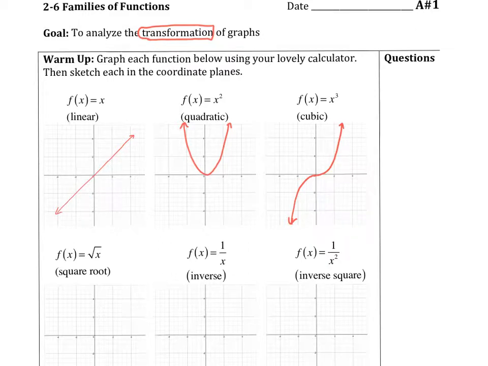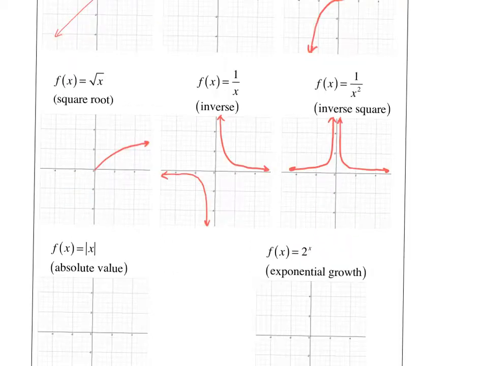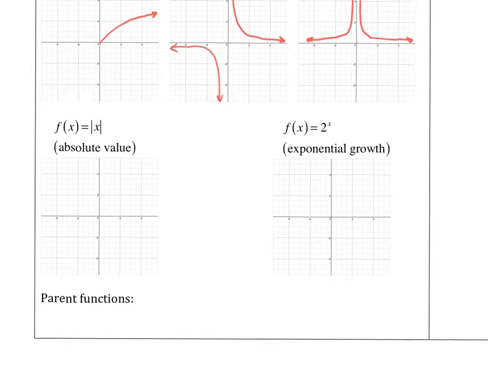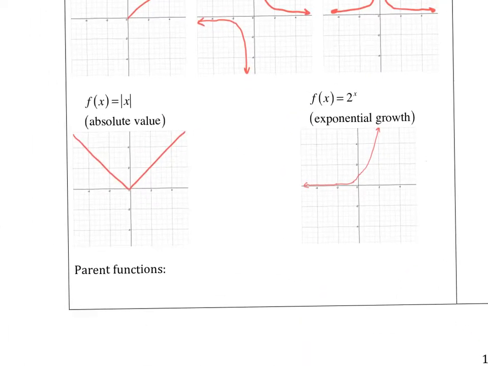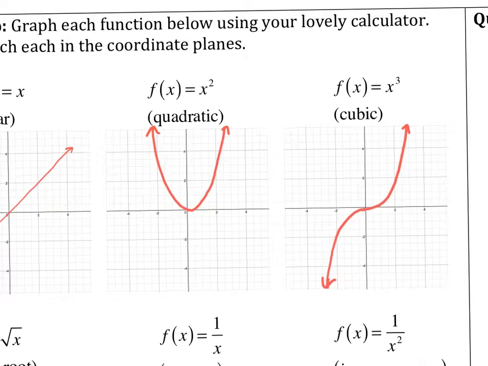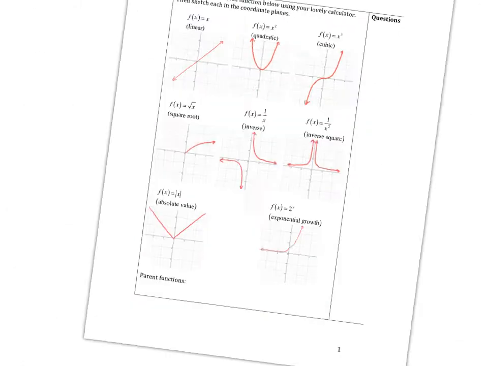A cubic looks like this. The square root does this, and then the inverse looks like this. And this one here, the inverse square, looks like an Atari symbol. Last two, absolute value and exponential growth. As we see the absolute value, we're going to spend a lot of time with absolute value, and we're going to spend a lot of time with the quadratic later on this year.